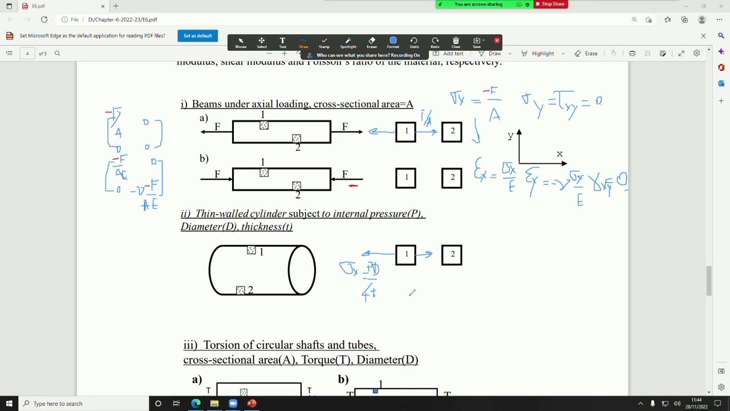So what about sigma y? What shall we do for sigma y? What is sigma y equal to? PD over 6t, 8t, 2t? Sigma y is equal to PD over 2t.